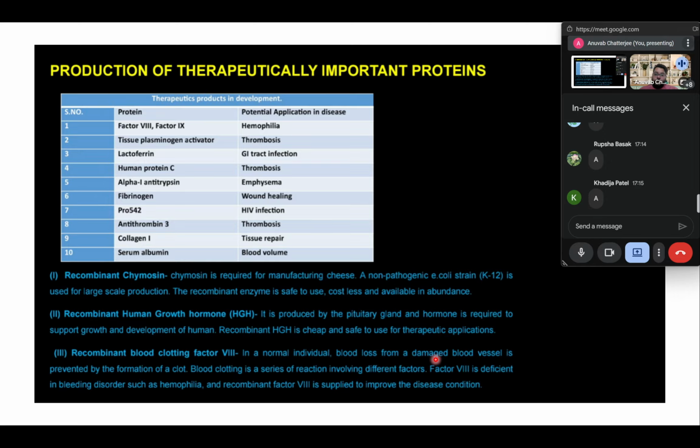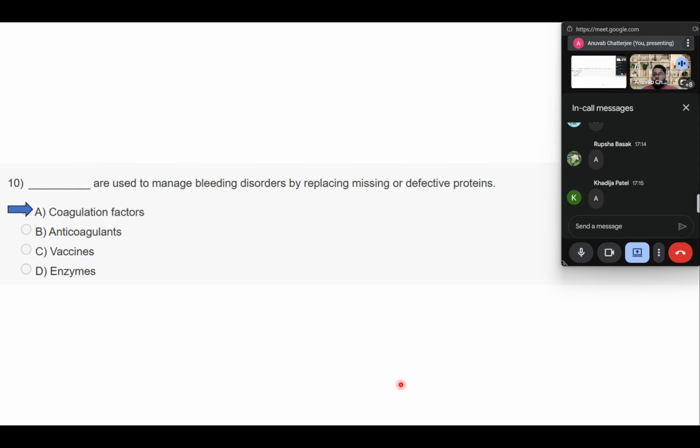In a normal individual, blood loss from a damaged vessel is prevented by formation of a clot, but in case of hemophilia, clot formation is prevented because the various proteins in the clotting cascade are ineffective or mutated. And if factor 8 is one of those, factor 8 deficiency causes hemophilia, then you can produce and supply recombinant factor 8, which improves the disease condition. So blank are used to manage bleeding disorders by replacing missing or defective proteins as well as coagulation factors.